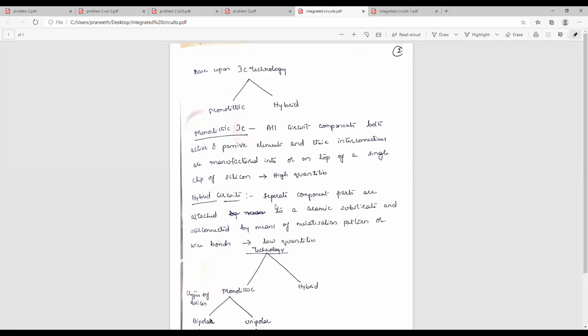here it's a bit different. What we are going to do here is that some separate component parts are attached to a ceramic substrate and interconnected by means of a metallization pattern or wire bonds. అంటే కొన్ని వాటిని మనం సెపరేట్ గా కొన్ని ఎలిమెంట్స్ ని సెపరేట్ గా ఫిక్స్ చేసుకుని మళ్ళీ దాన్ని తీసుకొచ్చి యాక్చువల్ మోడల్ కి కనెక్ట్ చేస్తాం అన్నమాట అండి.